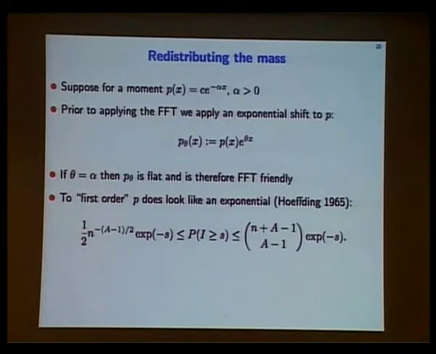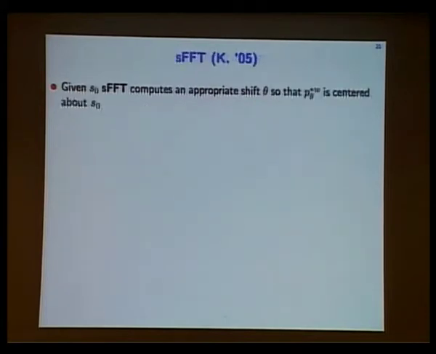And the thing is that, to first order, this probability mass function I'm interested in does look like an exponential. This is a result from 1965 by Hoeffding, which shows that the probability mass function of one column behaves like e to the minus s, essentially squeezed between two constants. So there is hope here. And I tried this idea. It's an algorithm that I call SFT, for shift of FFT.